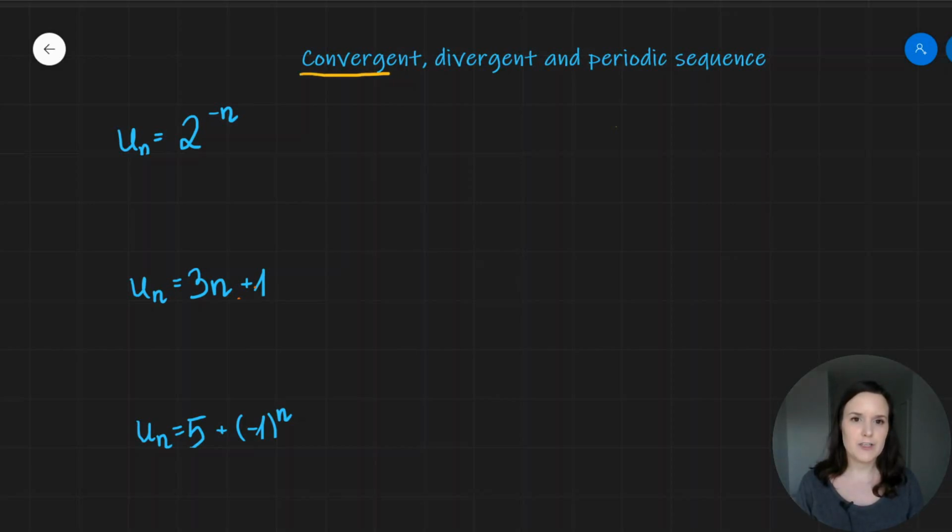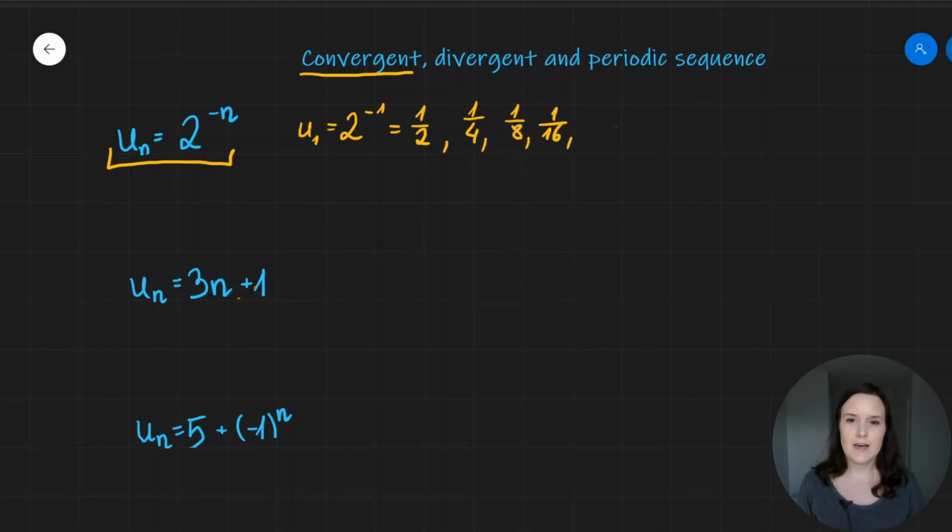The first one will be convergent. The example is U(n) is 2 to the power of minus n. Let's try to list the terms to see why I underlined it as convergent. The first term will be 2 to the power of minus 1, which is half. The second term is 2 to the power of minus 2, which is a quarter. Then 2 to the power of minus 3, that's 1/8. I will just list the terms by substituting n equal 1, 2, 3, 4, and so on.